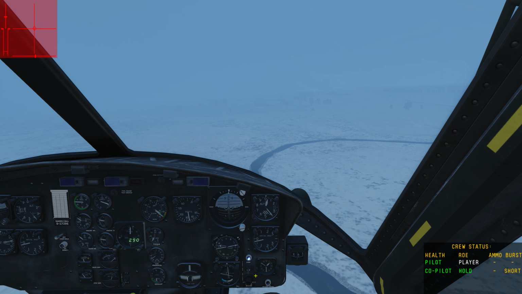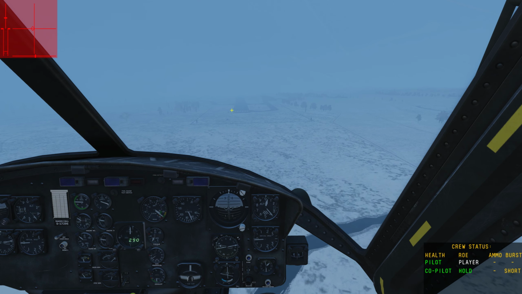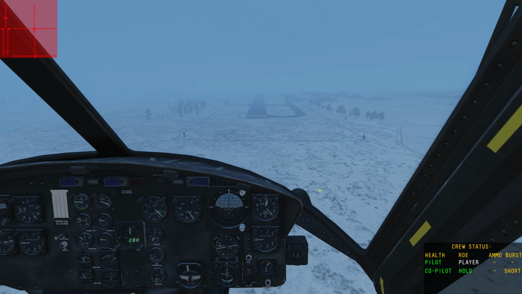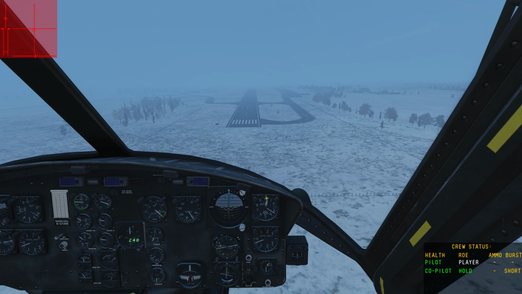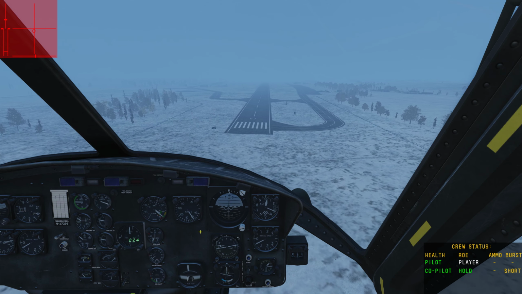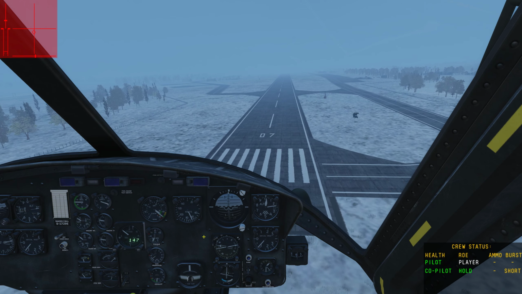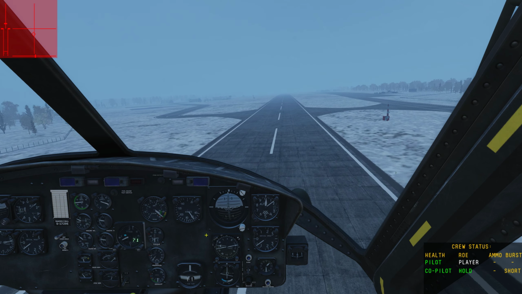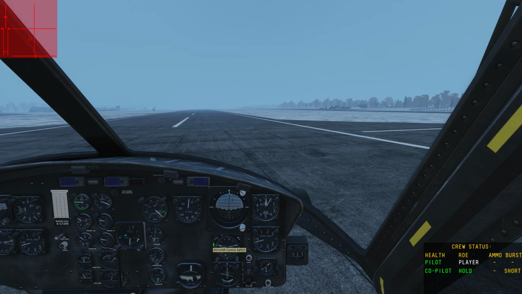Overshot the course a little bit, and now I'm above glide path. I mean glide slope. And we have the runway in sight. Let's slow this puppy down. And we're done.